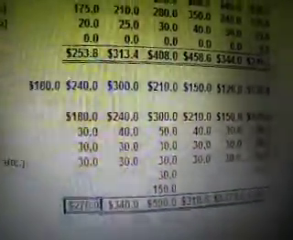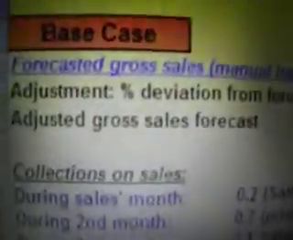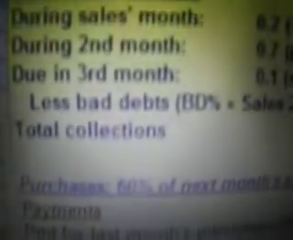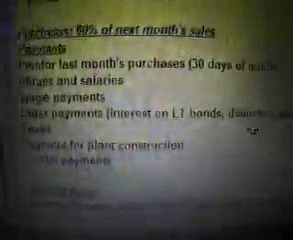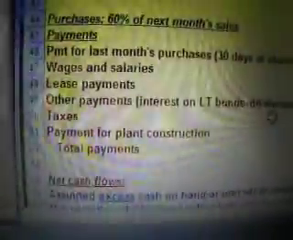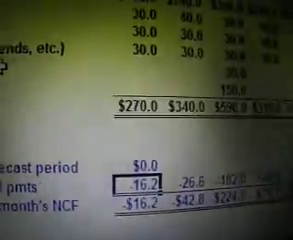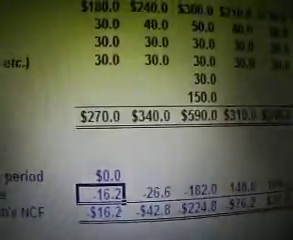So after computing the cash receipts, cash collections, and the cash payments, we look at the net cash flows. The net cash flows are the difference between the cash receipts and the cash payments. So for the month of July, they have collected $253.8 million. Then they have paid $270 million. So the difference is $16.2 million.